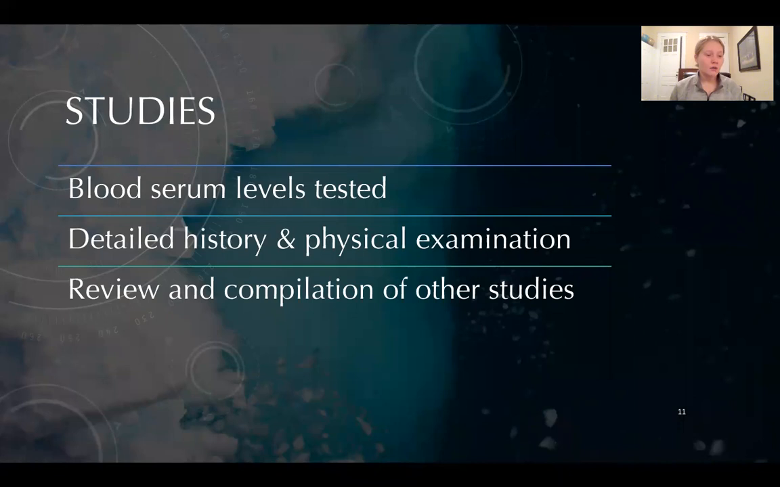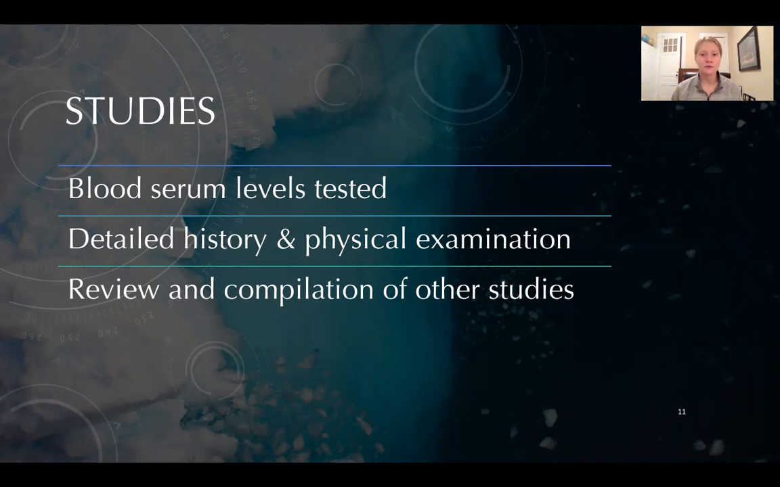All right, so some of the forms of research and study methods that were conducted in my chosen studies included blood serum levels that were tested. A lot of those included those blood serum levels. Quite a few included detailed history and physical examination. And then the remaining were reviews and compilations of other studies. So it was a bit more summarizing and having those narrative reviews of previous studies.